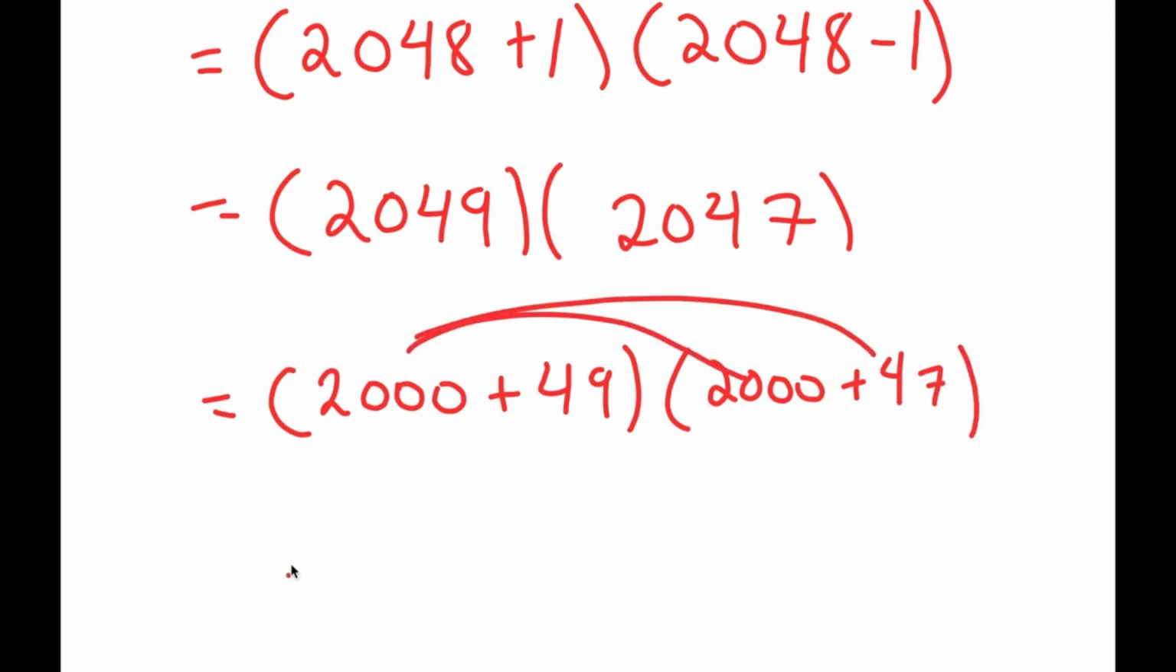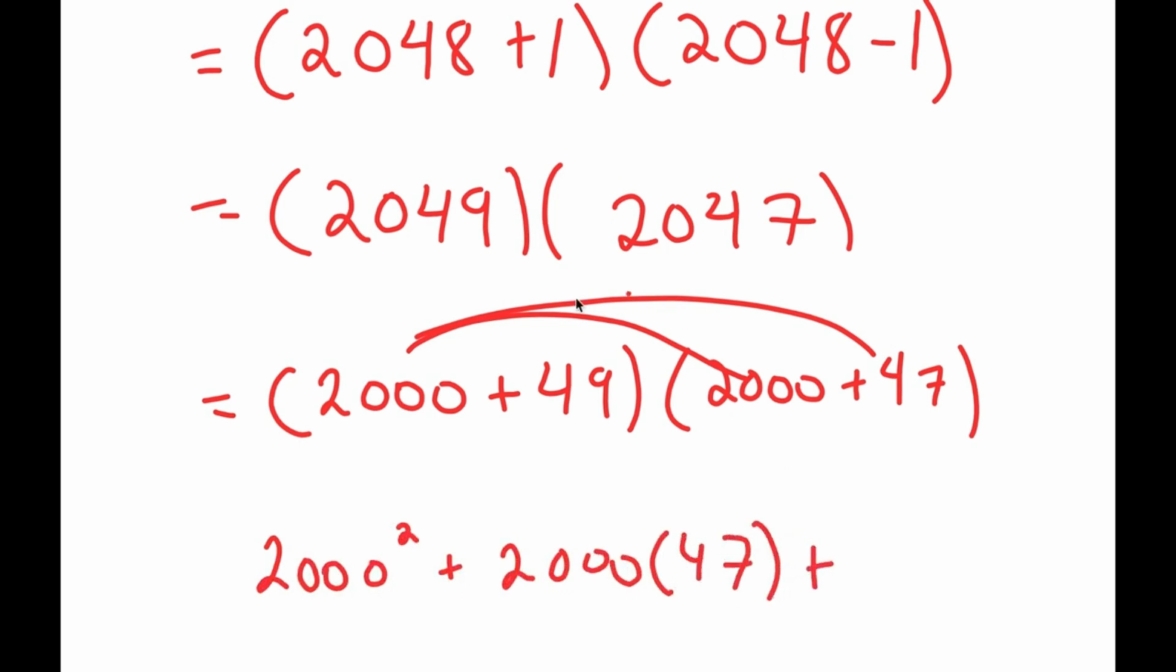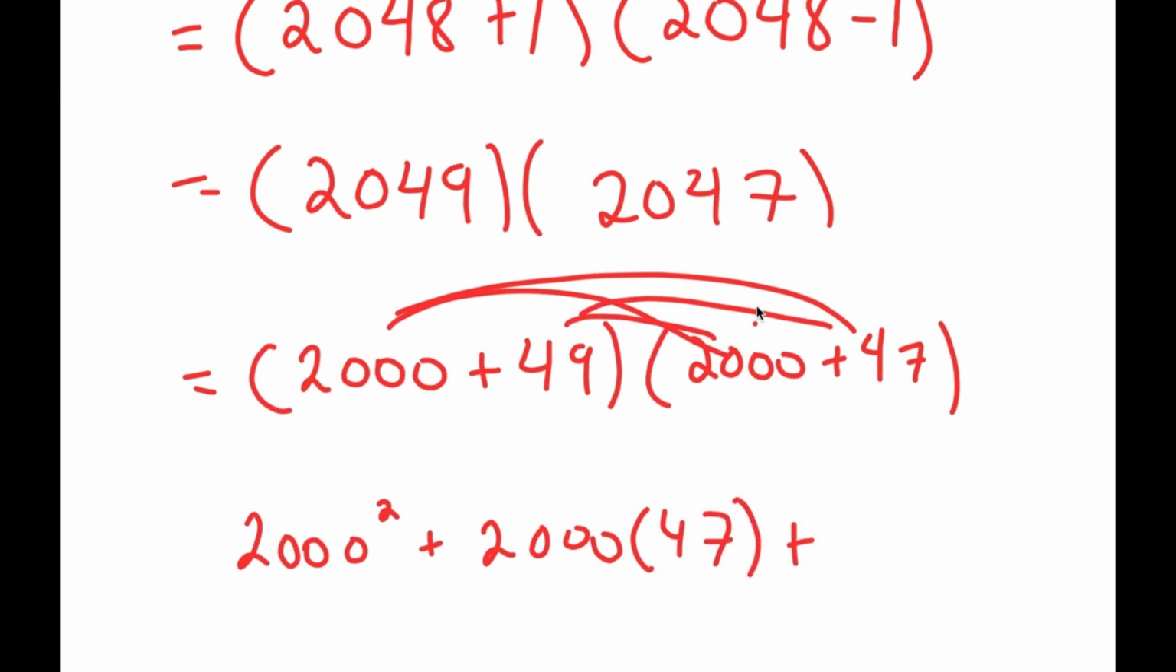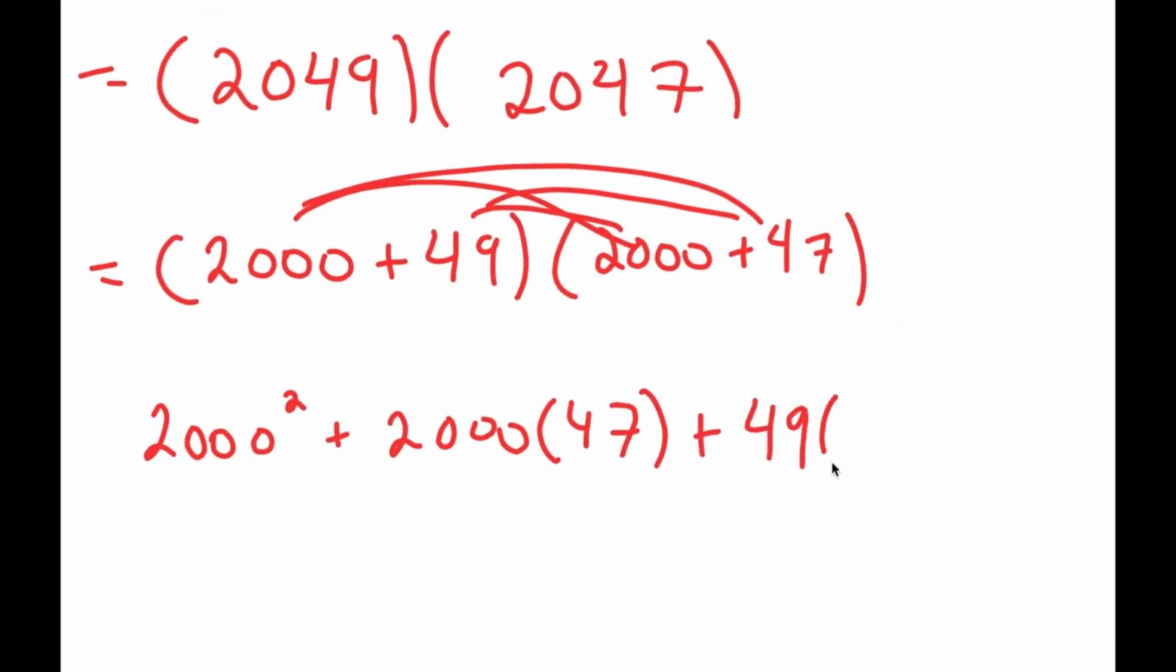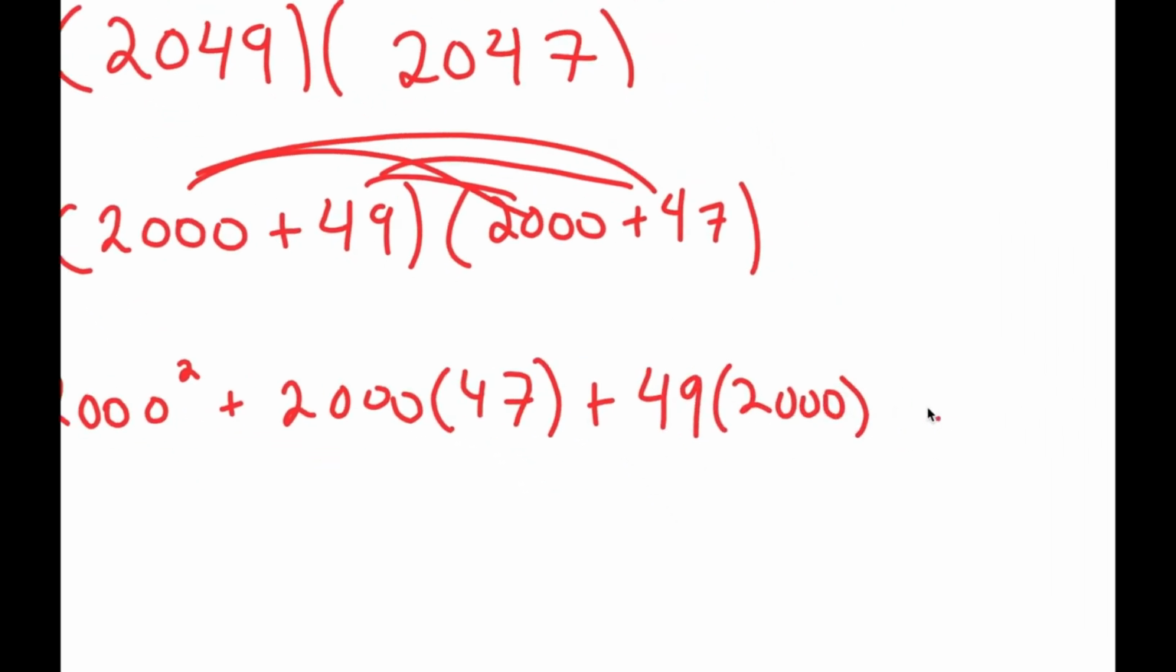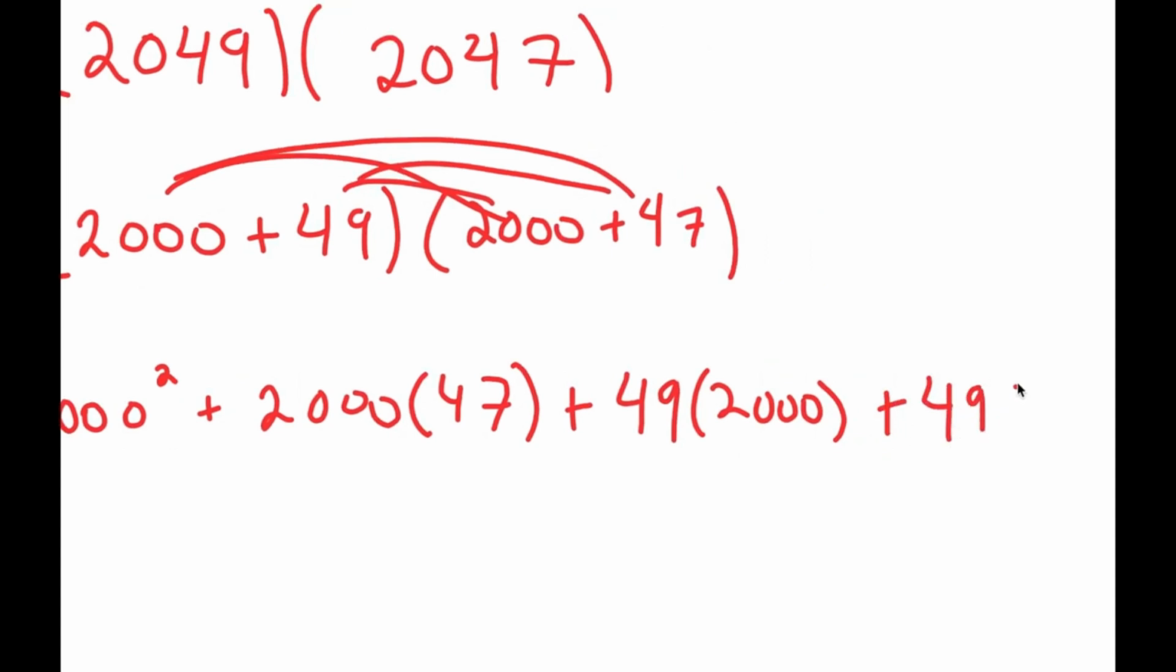So I have 2000 times 2000, which is 2000 squared, plus 2000 times 47, plus 49 times 2000, plus 49 times 47.